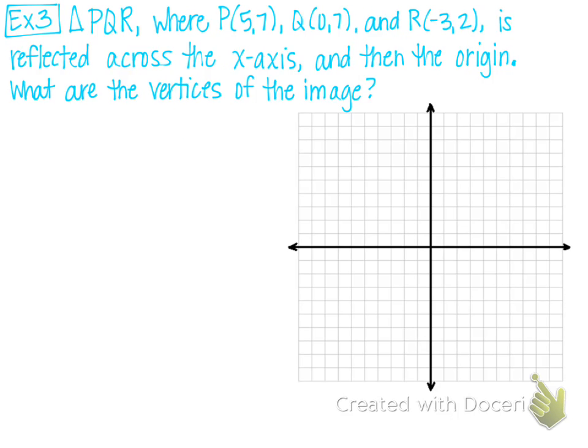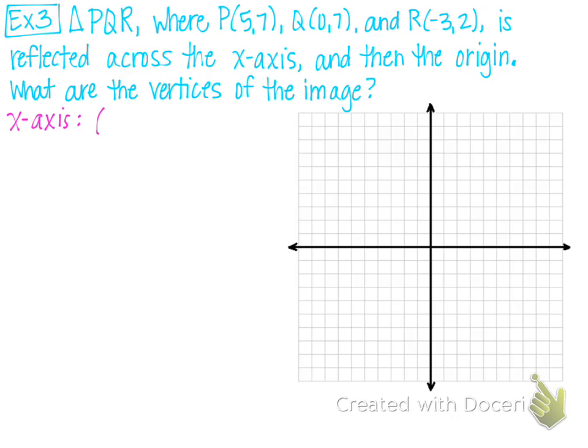Okay, now example 3 says triangle PQR, where P is at 5, 7, Q is at 0, 7, and R is at negative 3, 2, is reflected across the x-axis and then the origin. So we've got two reflections going on here. It says, what are the vertices of the image? So let's go ahead and write what it means to reflect across the x-axis. So we're doing the x-axis first. Now, you got to be careful because the order of these things does matter. You got to go in the order that the problem tells you to.